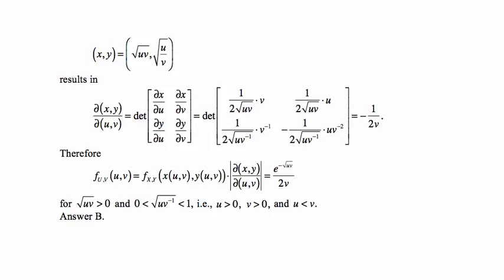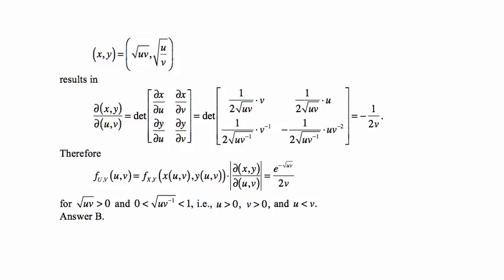Then we take the partial of x with respect to v. Well, it's again 1 over 2 square roots, but now we take the derivative of uv with respect to v, which is just u. That's in the upper right corner of the matrix. Then we take the partial of y with respect to u, and y is the square root of u over v. So it's 1 over 2 square roots, the derivative of a square root, times, what's the derivative of u over v with respect to u?